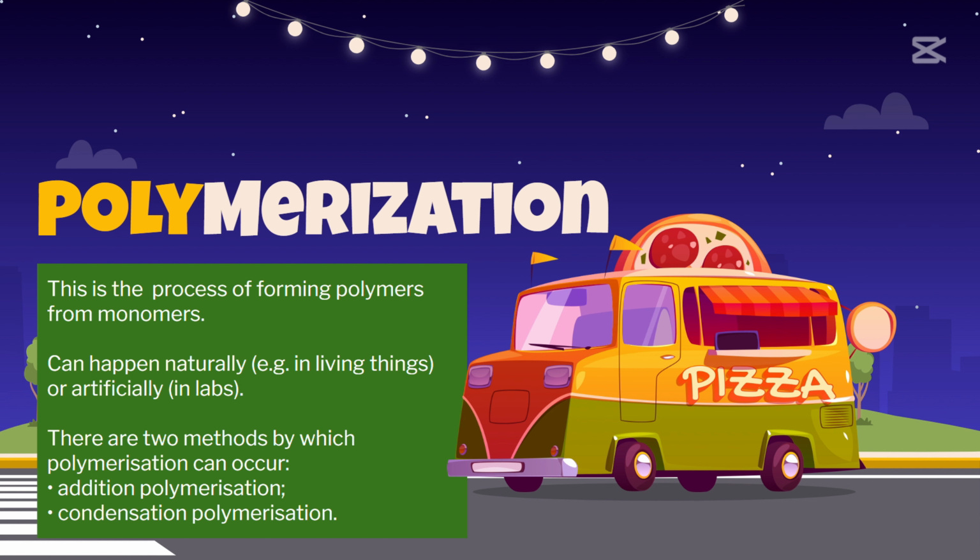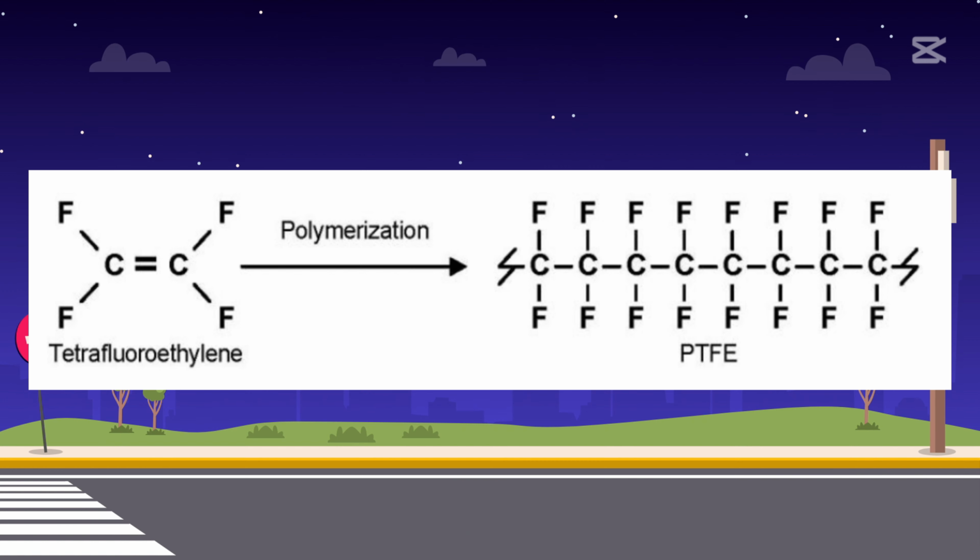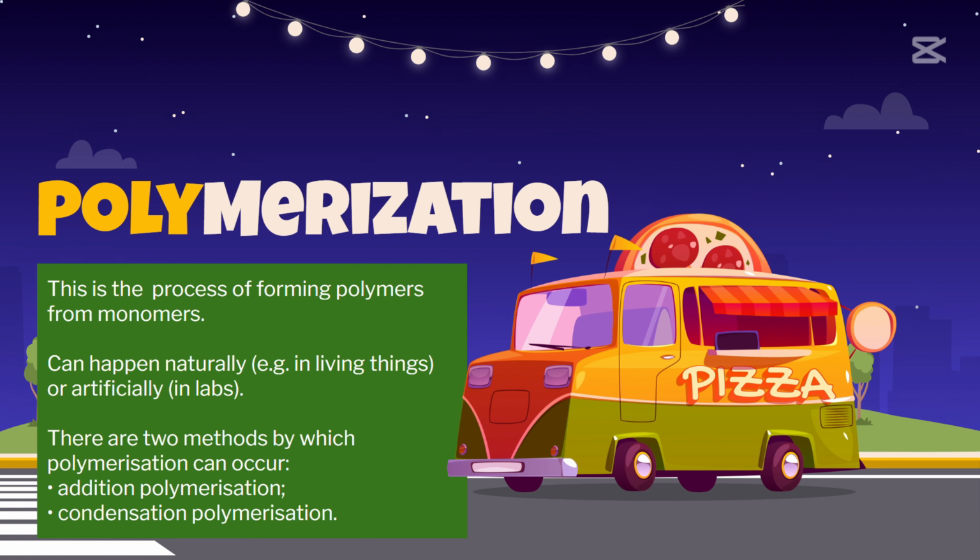Now for polymerization, it's a process of forming polymers from monomers, and it can happen naturally and artificially, which we say synthetically, that's the word. And there are 2 types of methods for polymerization. We have addition polymerization and condensation polymerization. We're going to first look at addition polymerization.